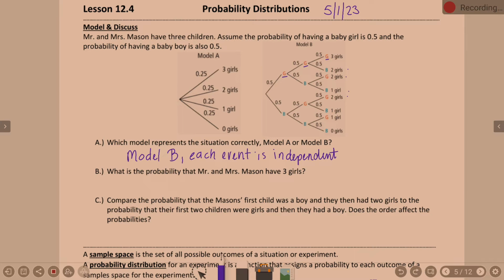Question B, what's the probability that Mr. and Mrs. Mason have 3 girls? 12.5%.